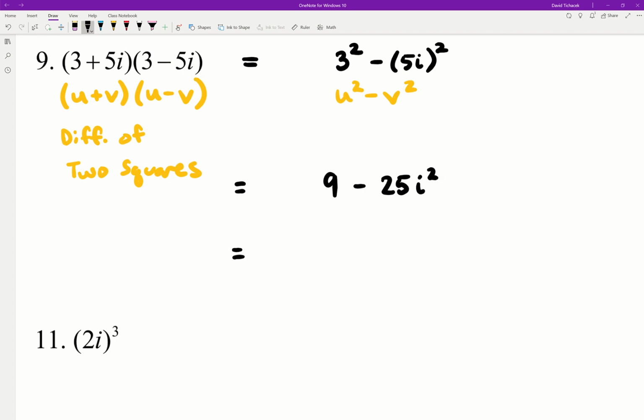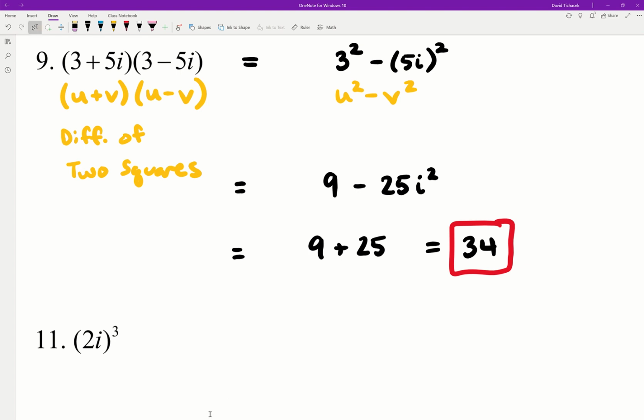Okay, so if we go ahead and simplify this, we're going to get 9 minus 25 times -1, and of course that would just simply change this times -1. That would change this to a plus 25, in which case 9 plus 25, that's going to give you positive 34. And yet again, we see here that we end up with an example where i doesn't show up in our answer at all.